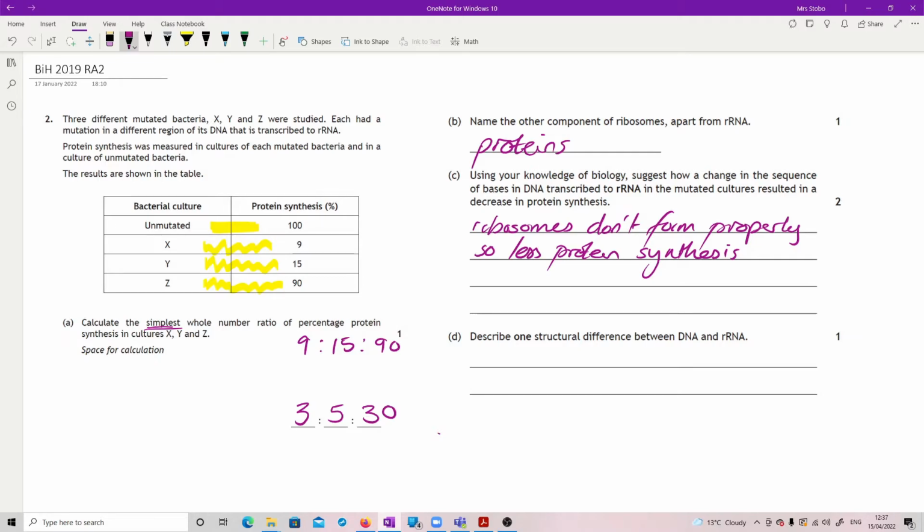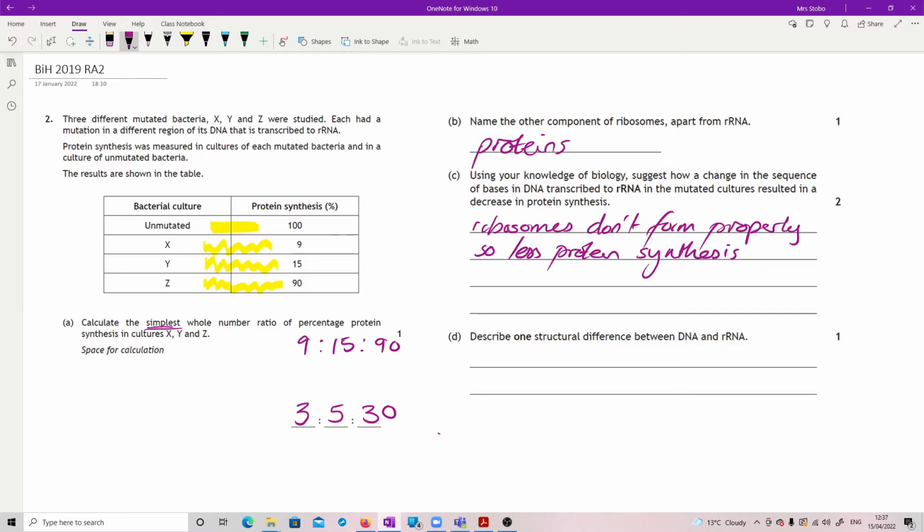that you couldn't bring in your tRNAs properly, and either of those, because they're absolutely necessary for protein synthesis, for translation, would block protein synthesis. So you just need to give a reasonable thing that could happen. Describe one structural difference between DNA and rRNA.